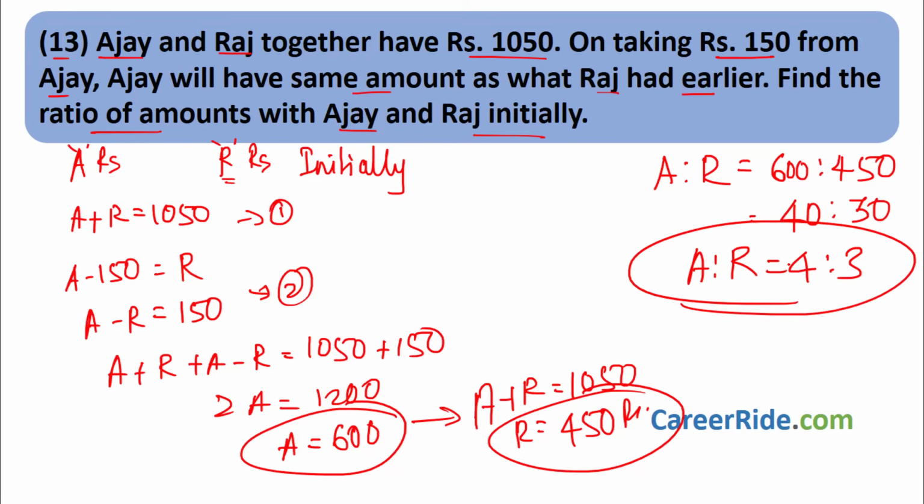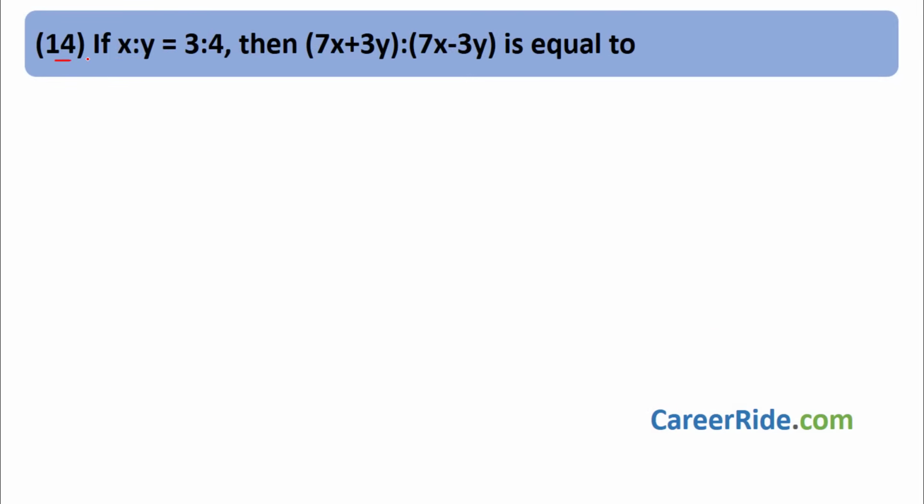Moving to next question. Question number 14. If x is to y is equal to 3 is to 4, then 7x plus 3y is to 7x minus 3y is equal to, again extremely easy sum, and there are two ways to solve this sum. Okay, let us see both the ways. First way is the best shortcut method. Okay, let us see what the shortcut is.